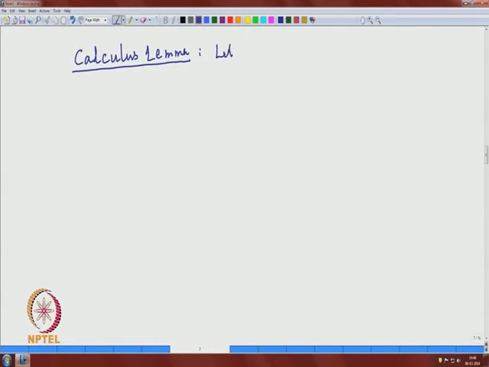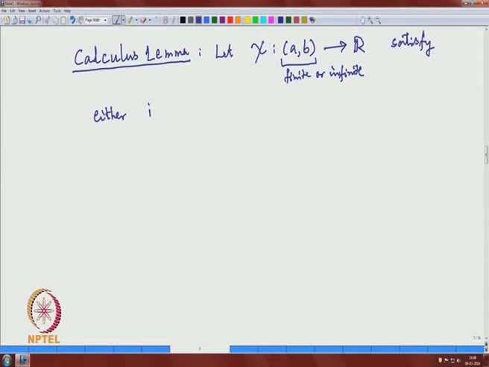So, let chi be a real valued function defined on the interval (a, b), and again this may be finite or infinite, it does not matter. Satisfy, so these are the assumptions on the function chi, either one of these two.